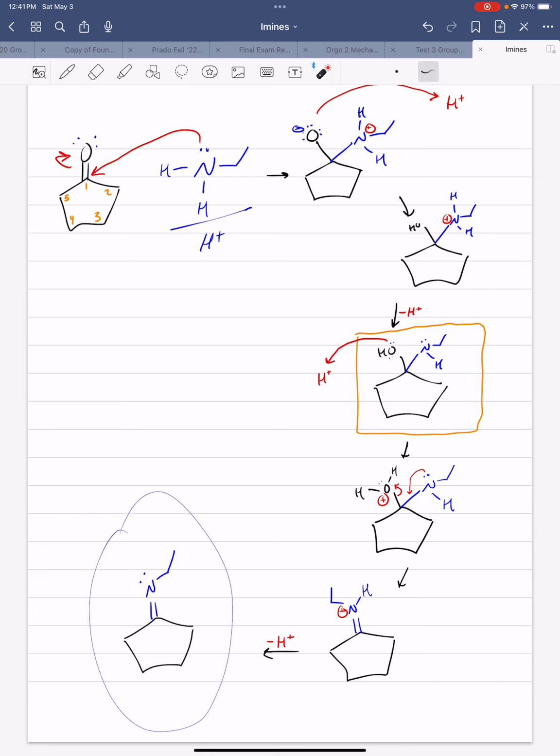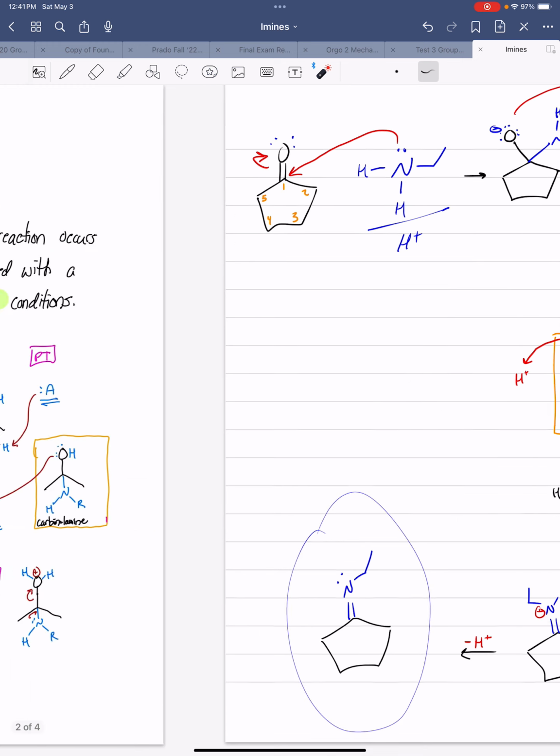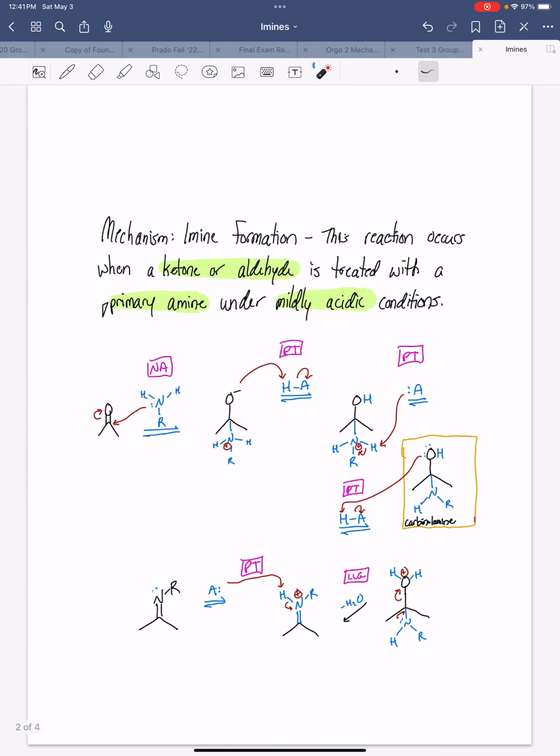You will need to know this mechanism for most Orgo 2 tests, but in the event that this mechanism becomes part of a more detailed synthesis problem, there is a little bit of a shortcut if you're not asked to show the mechanism. And again, so you know, you're probably starting with an aldehyde or ketone. This is your final answer. And so it's always going to be a double bonded nitrogen and then whatever's attached to it, so long as it's neutral, right? So here we go from an NH to R just down to an NR.